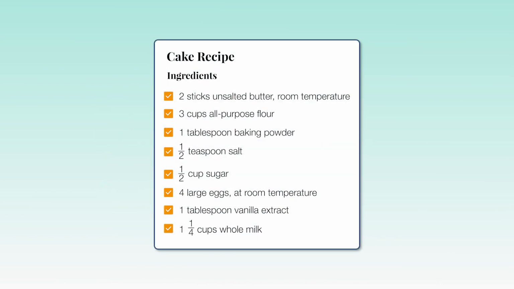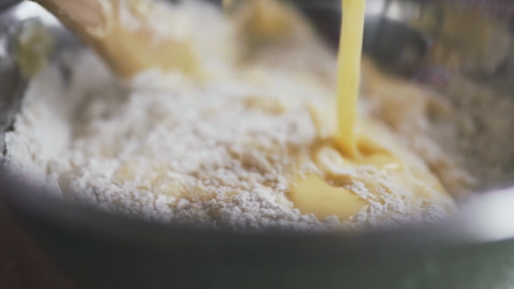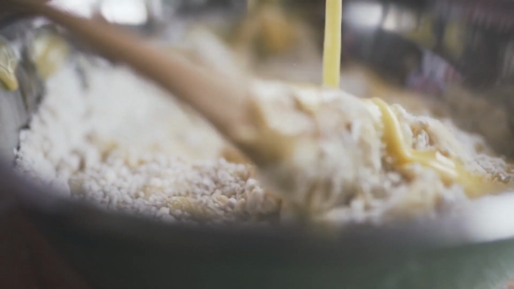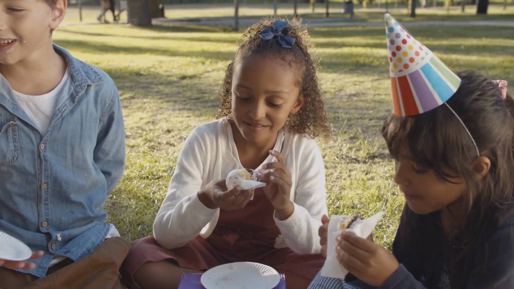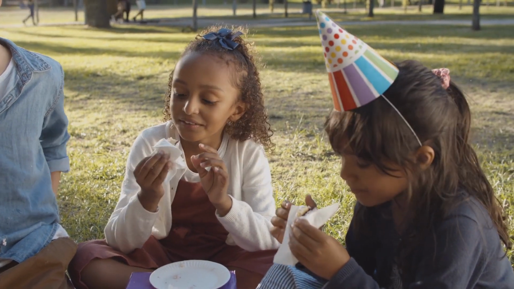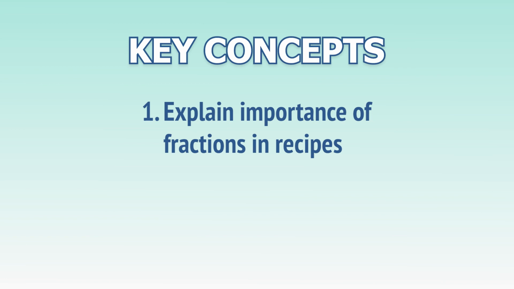Go through a simple recipe with the class and ask them that if a cake recipe asks for a 1/2 cup of sugar, what do you think would happen to the cake if you put less than 1/2 cup of sugar? It would not taste sweet like a cake anymore. Tell them why fractions are important in a recipe for measuring ingredients when baking or cooking.